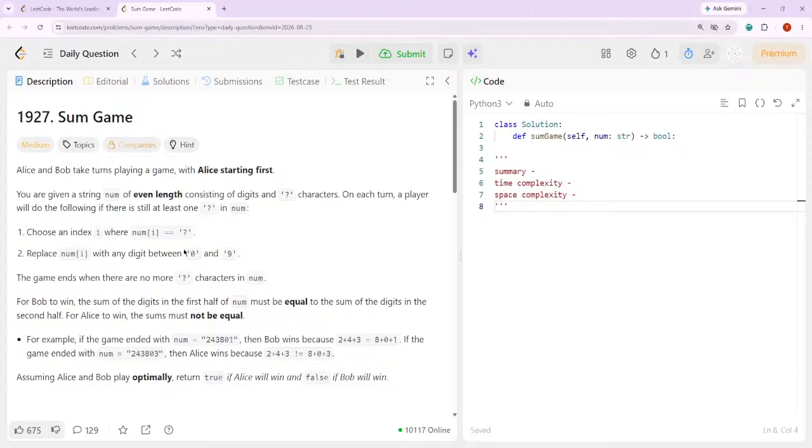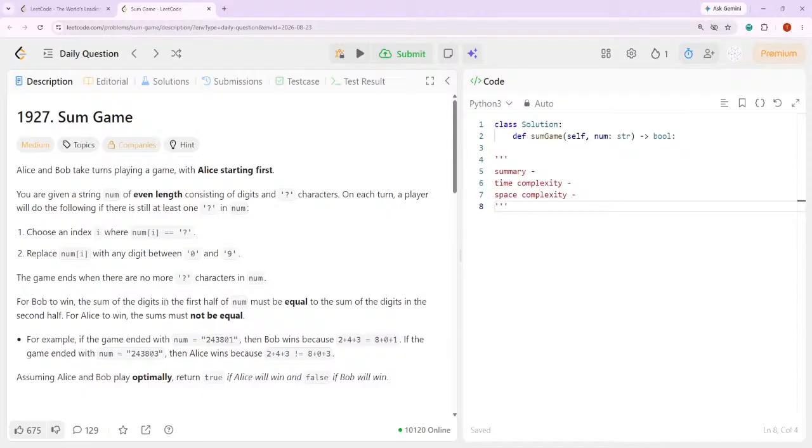So it's going to be some game, medium. Alice and Bob take turns playing a game. Alice starts first. You're given a string num of even length consisting of digits and question mark characters. On each turn, a player will do the following if there is at least one question mark in num: choose an index i where num[i] equals a question mark, so choose a question mark, and replace num[i] with a digit between 0 and 9. The game ends when there are no more question mark characters in num.